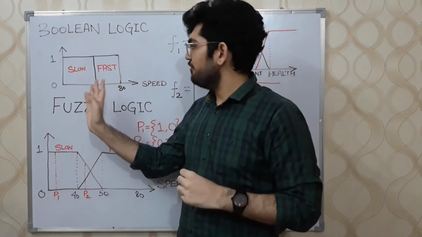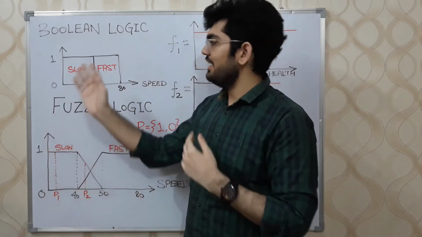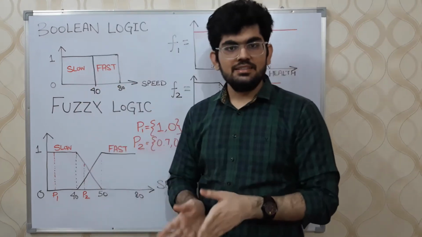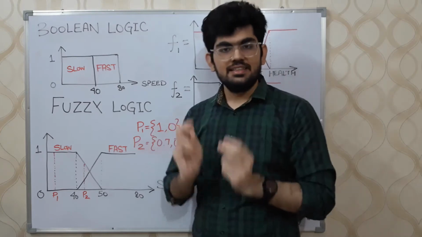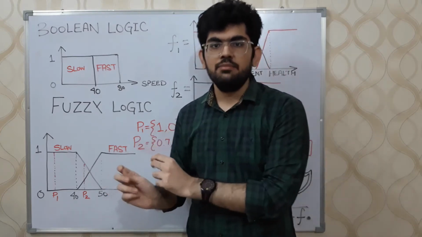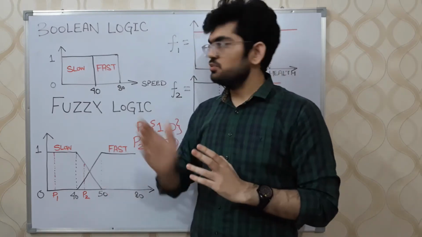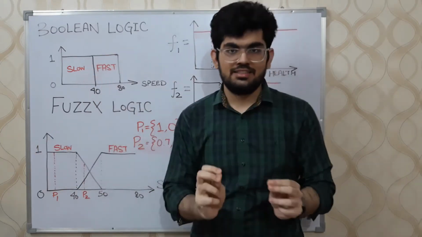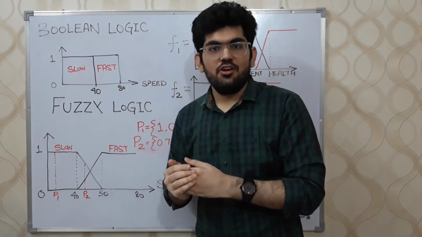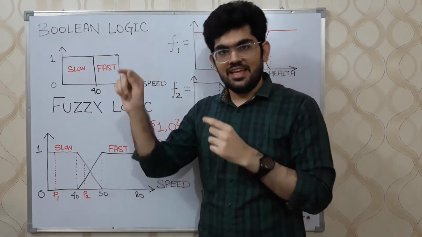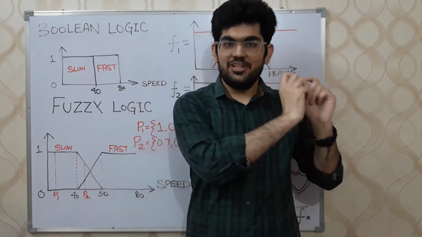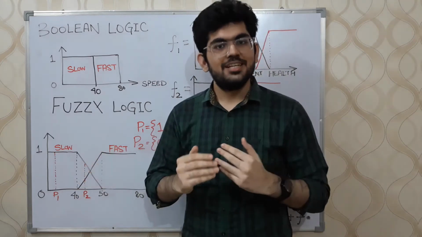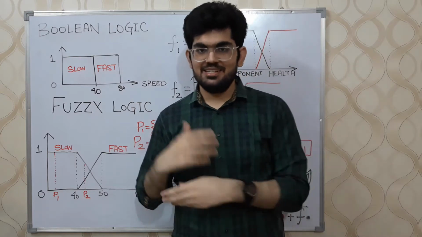For speeds less than 40, the car is considered slow, and for speeds greater than 40, the car is considered fast. Relating this to our previous definition, we can say that at any point of time, the car either belongs to the set of slow cars or the car belongs to the set of fast cars. So this kind of logic, where objects either are or are not, works well for a number of different problems. But for some problems, this framework has its limitations.